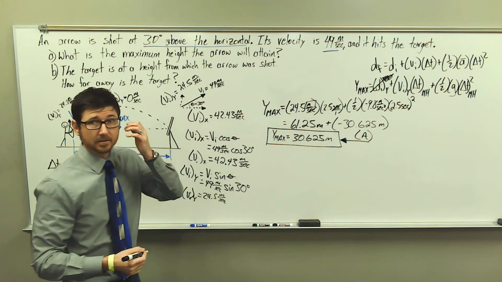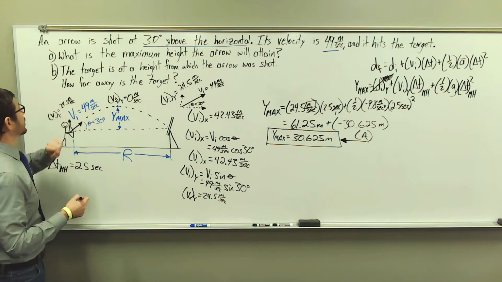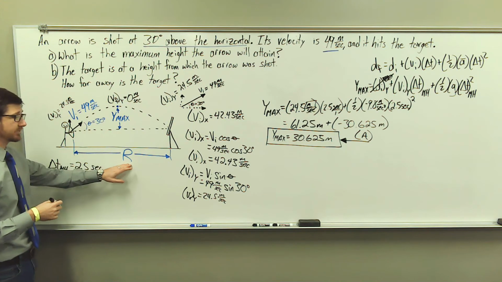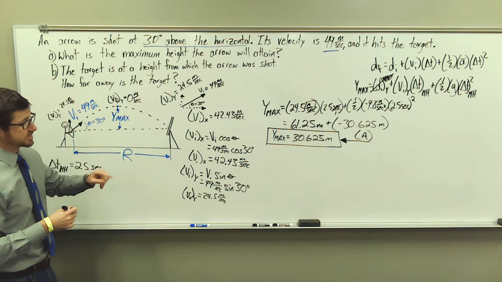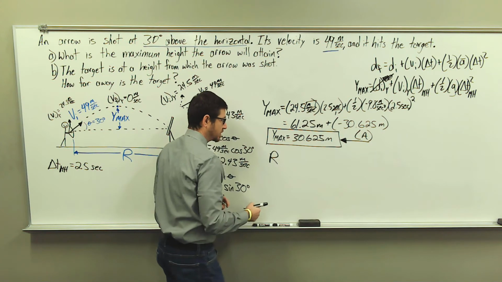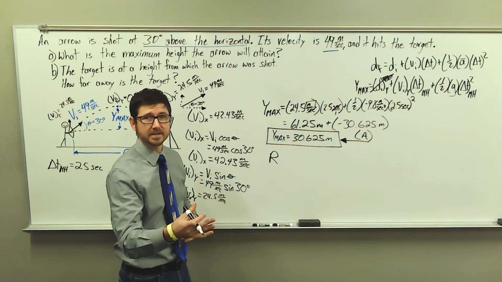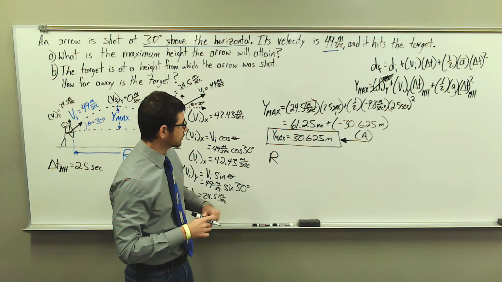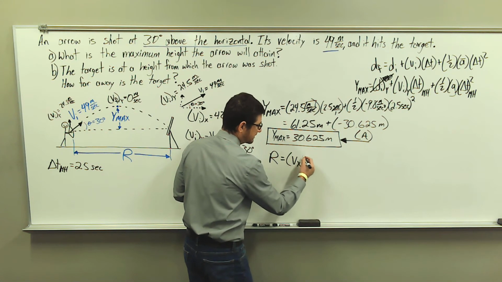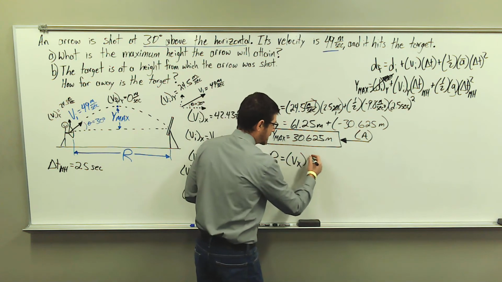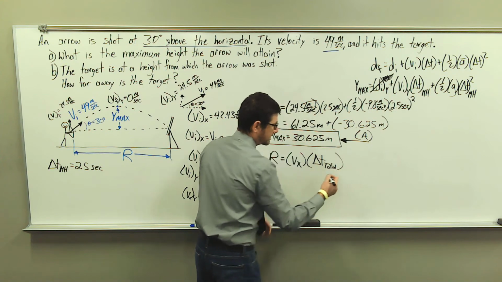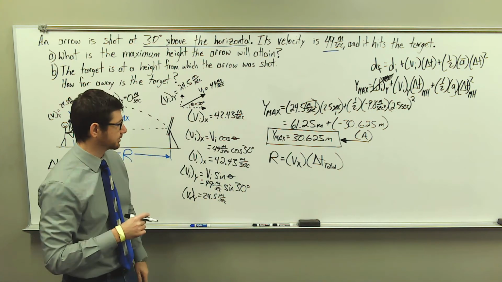Okay, now let's take a look at part B. Part B wants to know how far away the target is. And right here we have the range, okay? So our base equation for range is, and this is the total horizontal distance when we're talking about projectile motion, range is equal to the velocity of the object in the x direction multiplied by the total time that the object is in the air, okay?